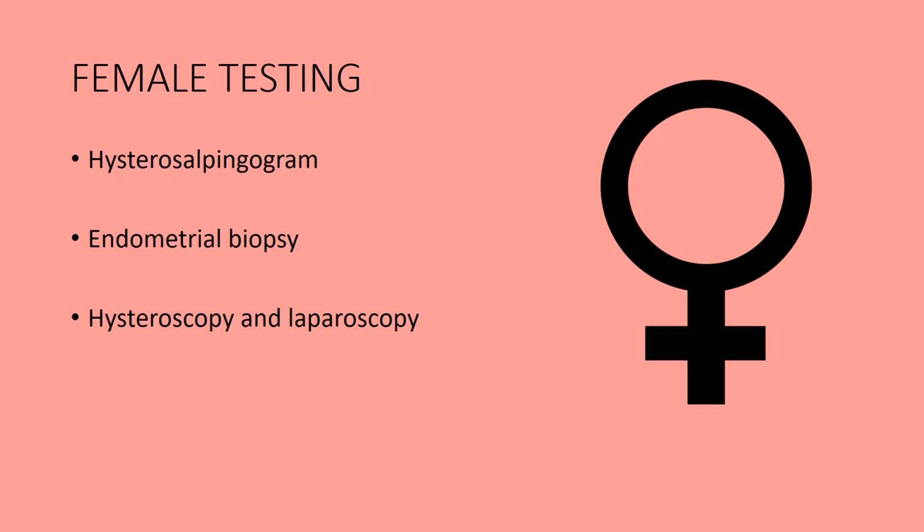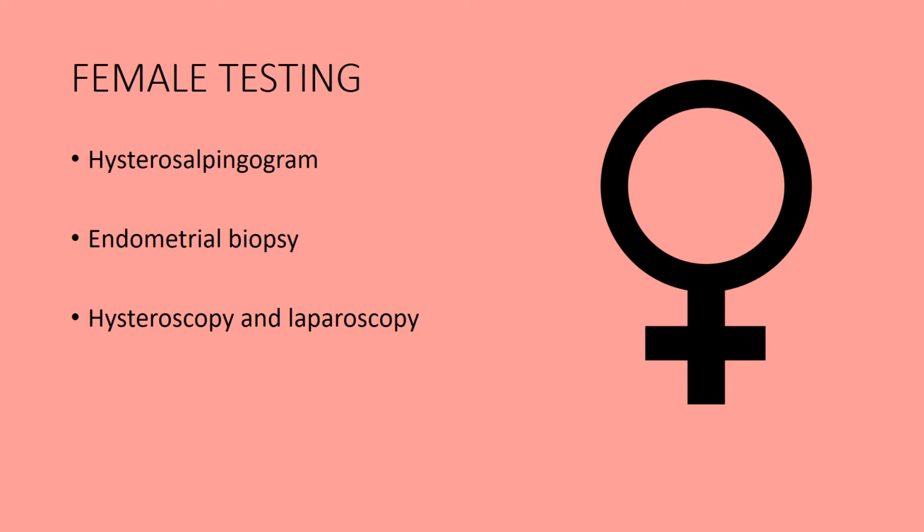And then a hysteroscopy and a laparoscopy both use an endoscope, but with the hysteroscopy, it goes through the vagina to visualize the uterus and the cervix. And with the laparoscopy, it enters the abdomen to view the pelvic organs. After a laparoscopy, shoulder pain is common, and that's just due to the carbon dioxide gas that's inserted to help create space in the abdomen so they can visualize what's in there. This pain should go away in a couple days.